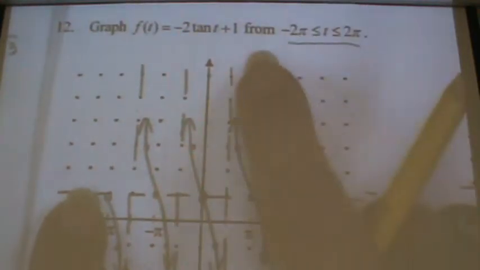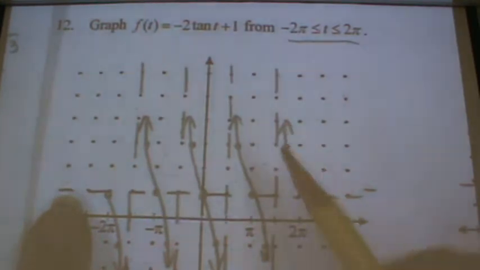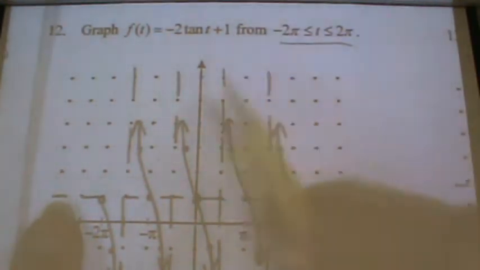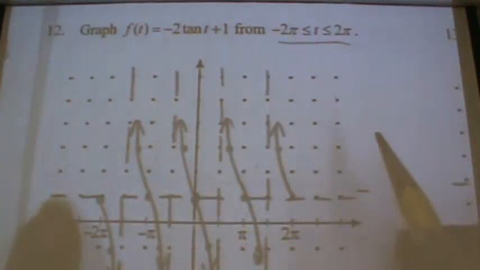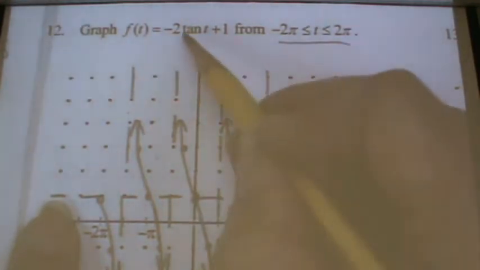I'm looking for the asymptotes to be broken lines. So if it's a tangent graph, the asymptotes are at -pi/2 and pi/2. And make sure you do your shift up. And make sure your graph has these dots too. I need to know that you understand the steepness.